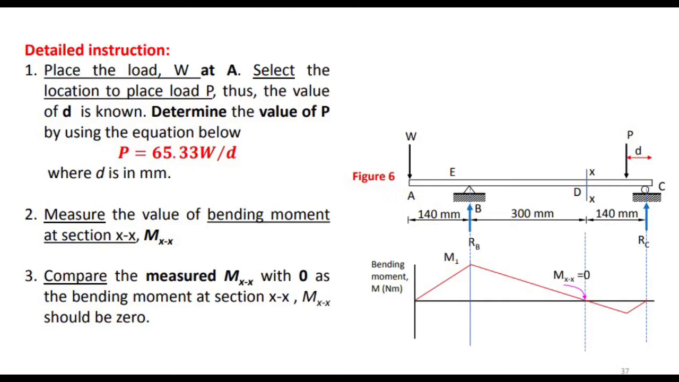In detailed instruction, firstly place the load W at A. Select the location to place the load P. Thus the value of D is known. Determine the value of P, which equals 65.33 W divided by D. And then measure the value of bending moment at section x to x. And for the last step, compare the measured M at x to x with 0 as the bending moment at section x to x.